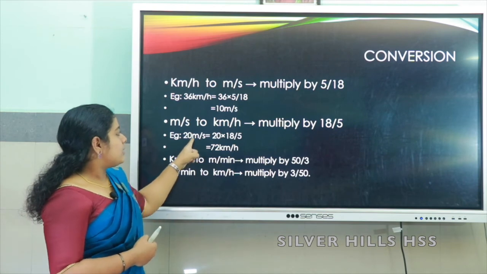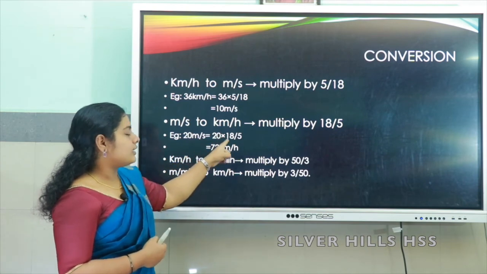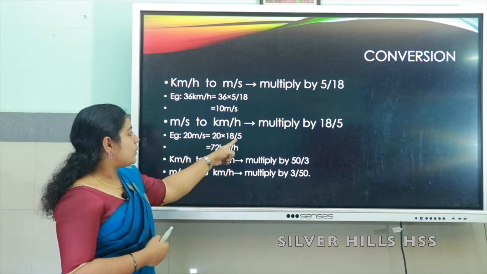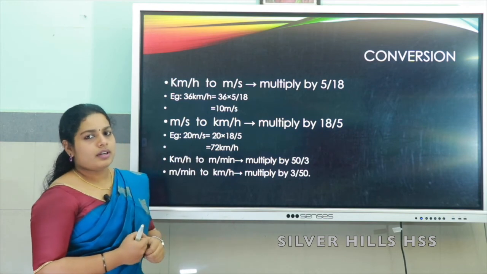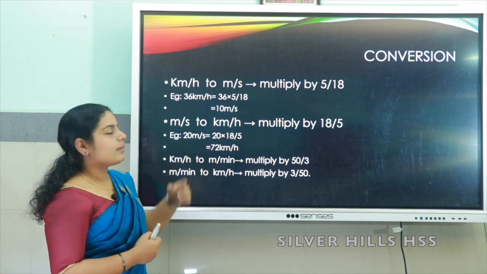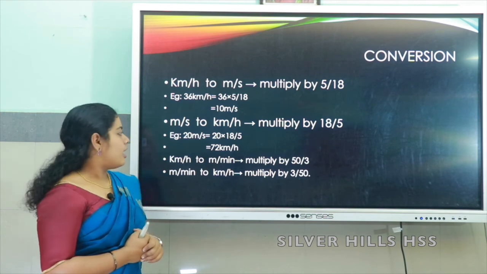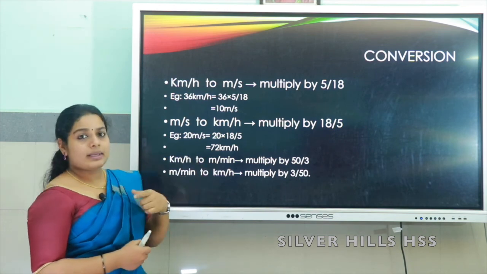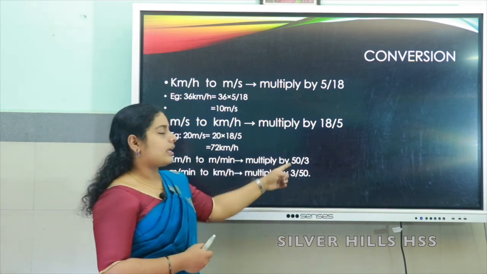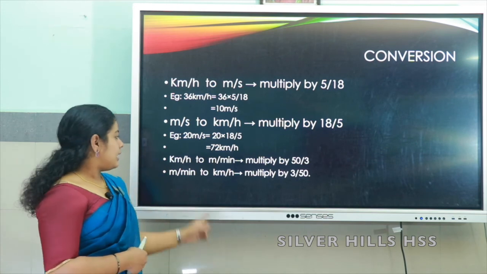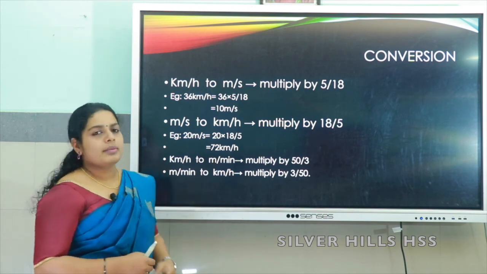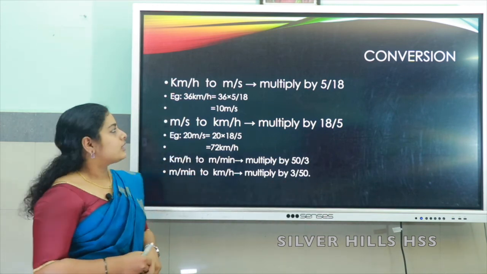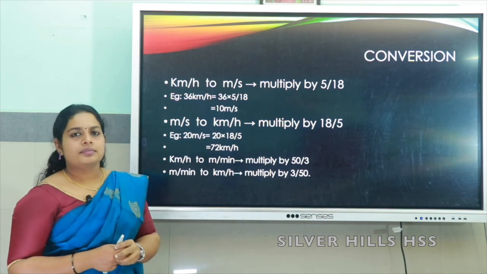And here 20 meter per second is equal to 20 into 18 by 5, just the reciprocal of the first one, so we get 72 km per hour. That is, 20 meter per second is the same as 72 km per hour. Now we have another case, kilometer per hour to meter per minute. At that time we have to multiply by 50 by 3. And meter per minute to kilometer per hour means we have to take the reciprocal, that is 3 by 50. These are the conversions you have to keep in mind.